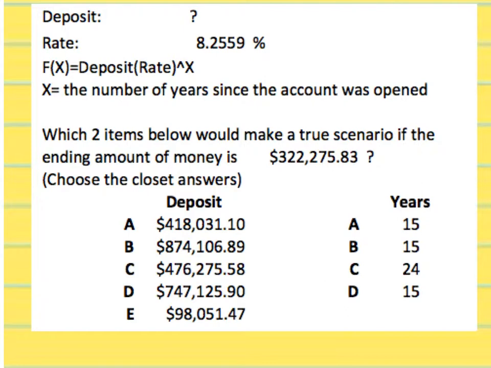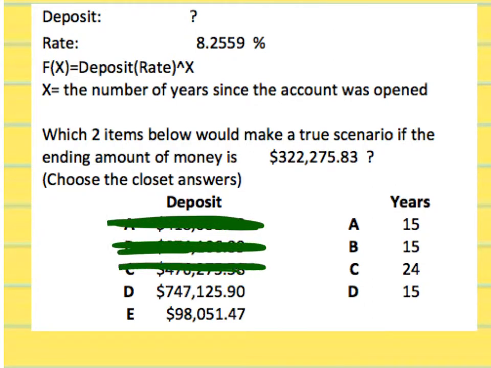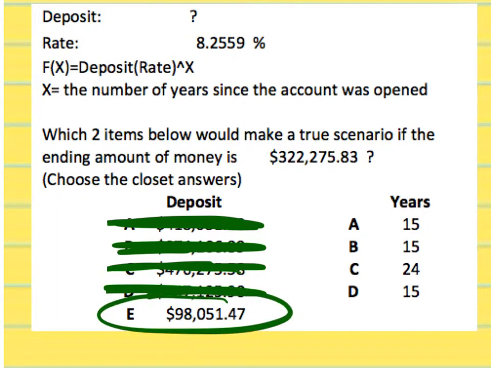It must be lower. So we can eliminate this, and this, and this, and this. That leaves us with this. So we've eliminated all other answers. We have $98,051.47. But now we have to figure out which amount of years will give us the deposit or the ending amount here.